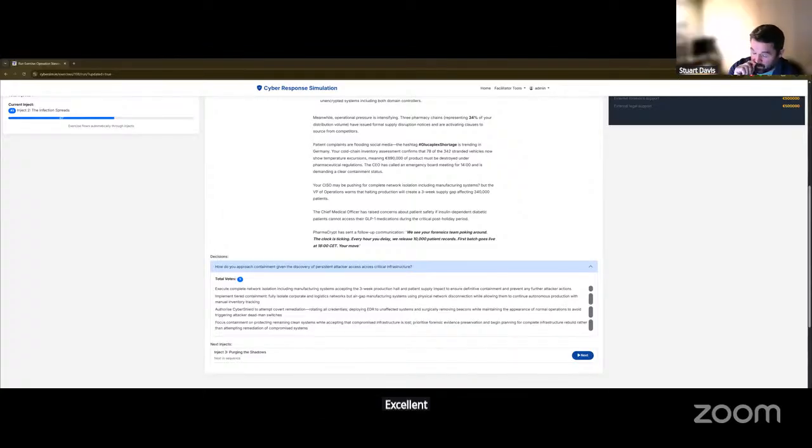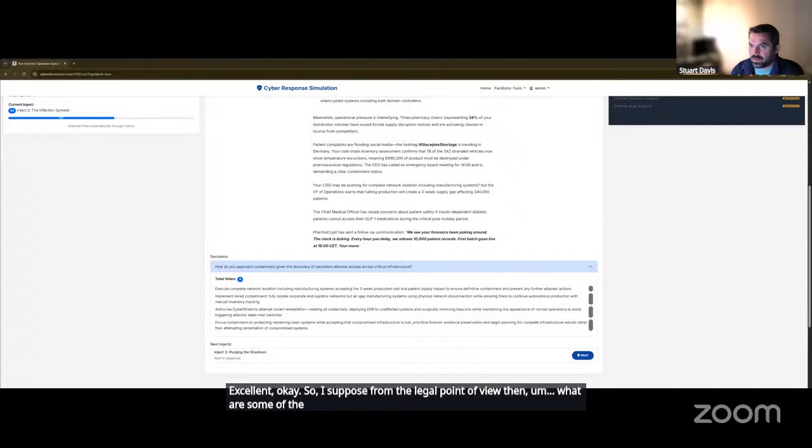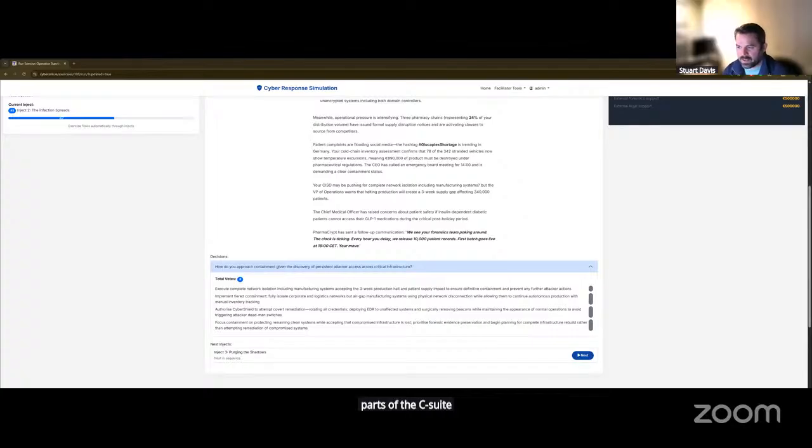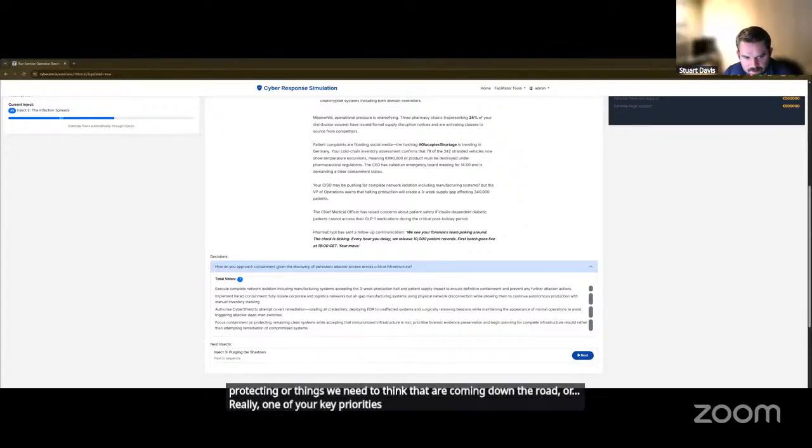Excellent. Okay. So from the legal point of view then, what are some of the ways that we can advise the CEO and other parts of the C-suite about concerns that we need to think about protecting, or things that are coming down the road, or really what are your key priorities from the legal side? Yeah, thanks, Stuart.